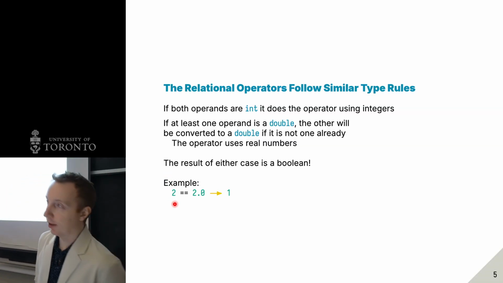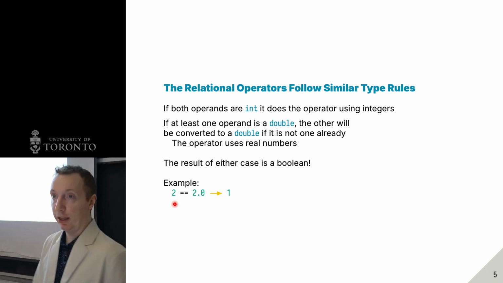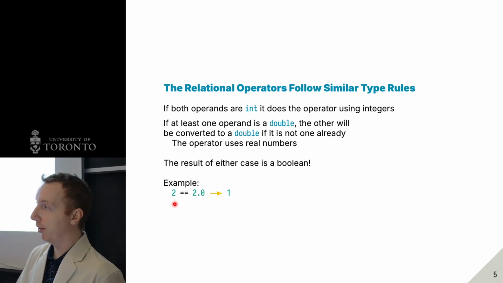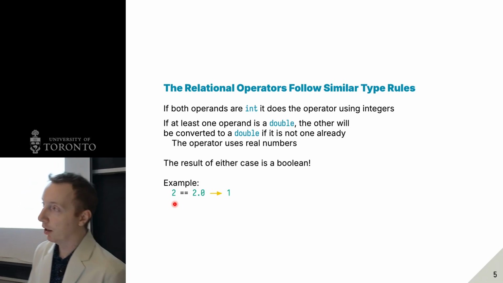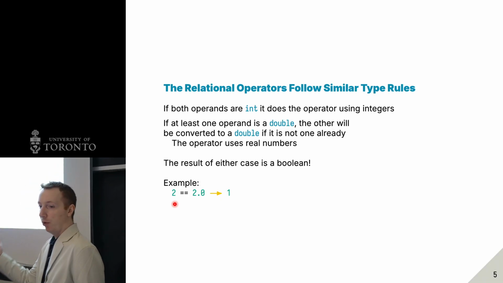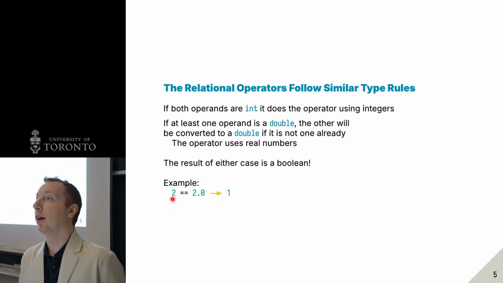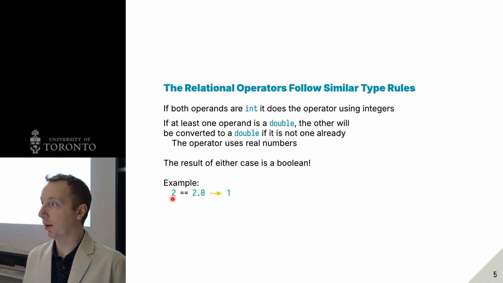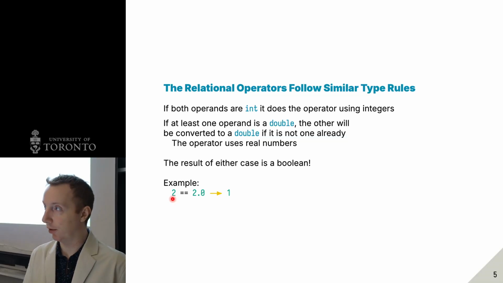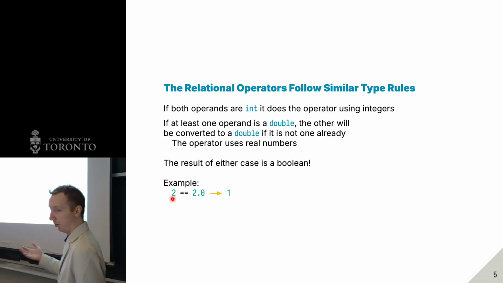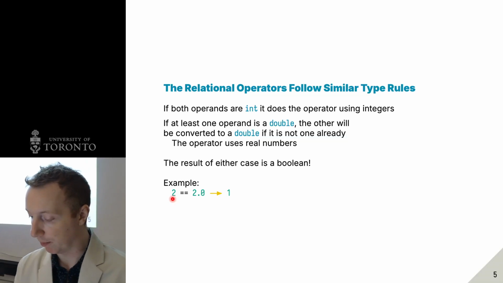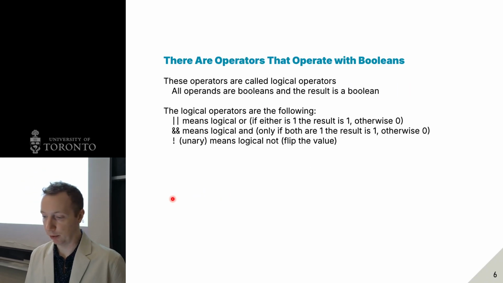So for example, if I ask if the integer 2 is equal to the double 2.0, well, the answer is going to be true, but it's going to do a bit of implicit type conversion. It's going to convert this 2 as an integer to a double, so it'd be 2.0, and then 2.0 is equal to 2.0. So we get a 1, or true.